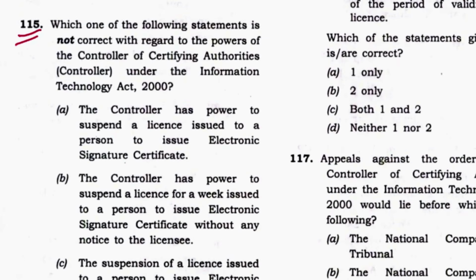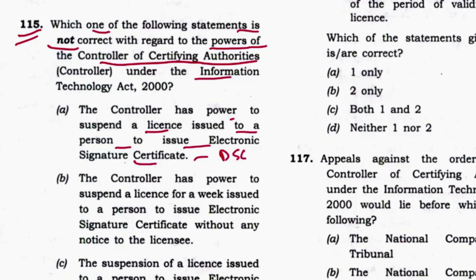Next 115. Which one of the following statements is not correct with regard to the powers of the controller of certifying authorities under the IT Act? The controller has power to suspend a license issued to a person to issue electronic signature certificate. पहले DSC बोलते थे ना, अब ESC बोलते हैं. तो कंट्रोलर के पास पावर है सस्पेंड करने की अंडर सेक्शन 25. This is correct. Then the controller has power to suspend a license for a week issued to a person to issue electronic signature certificate without any notice to the licensee. This is correct.